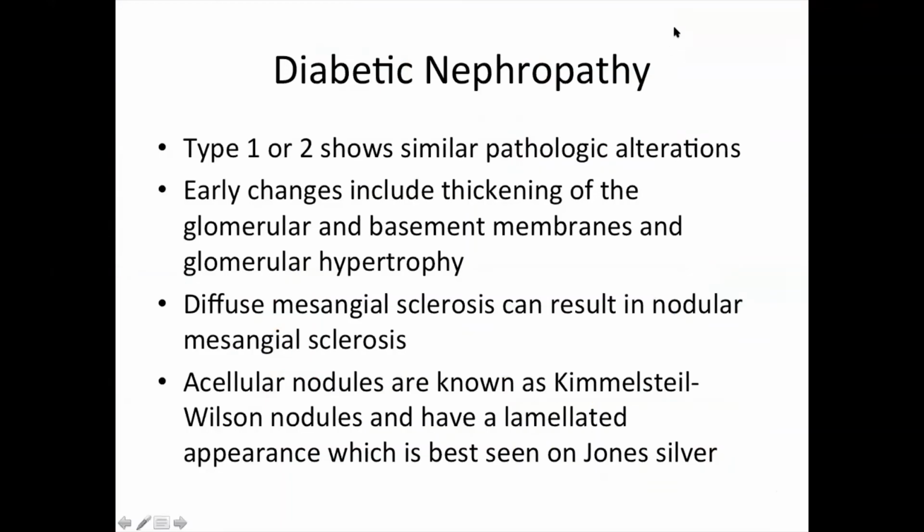So what did you guys say? Cool. Okay. Somebody said hypertensive nephropathy. Hypertensive nephropathy, I'll get back to you regarding this.